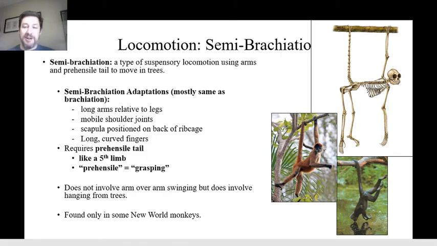And this behavior is found only in some New World monkeys, so it's a unique adaptation to their environment or to their ancestral environment. Many New World monkeys live in the rainforest where there are going to be large trees, and they spend most of their time in the upper branches, and this adaptation is designed for that.